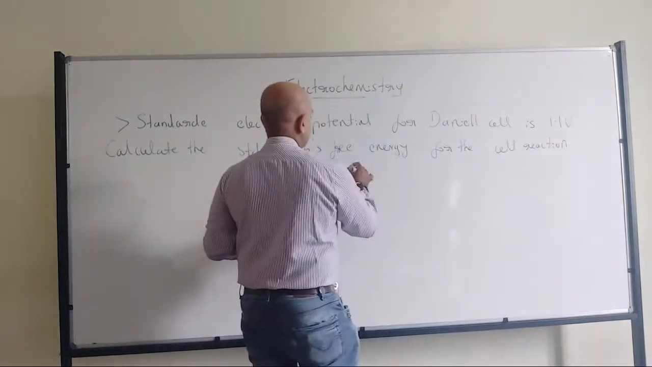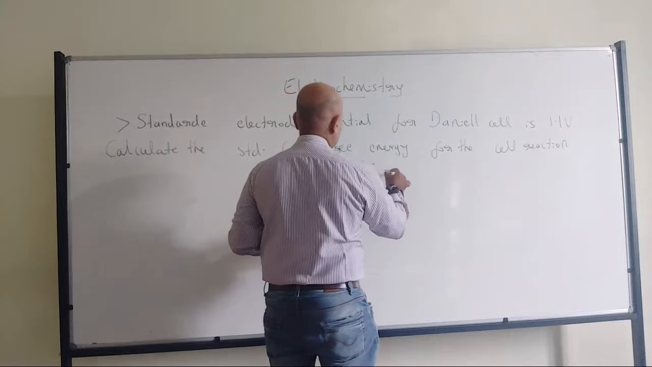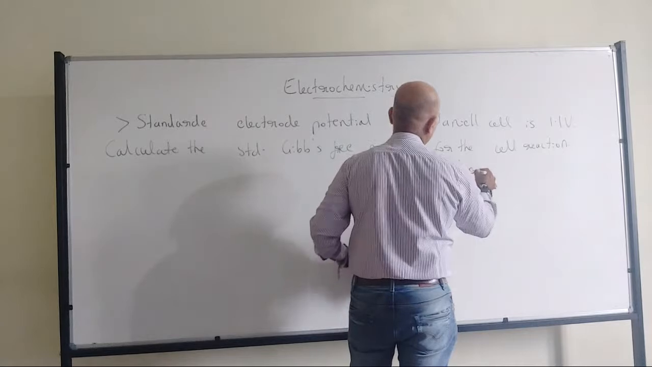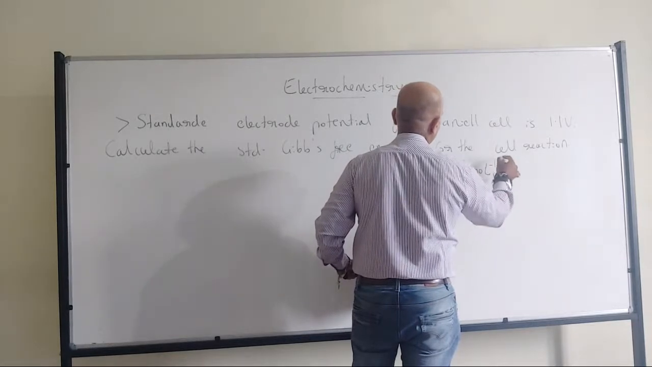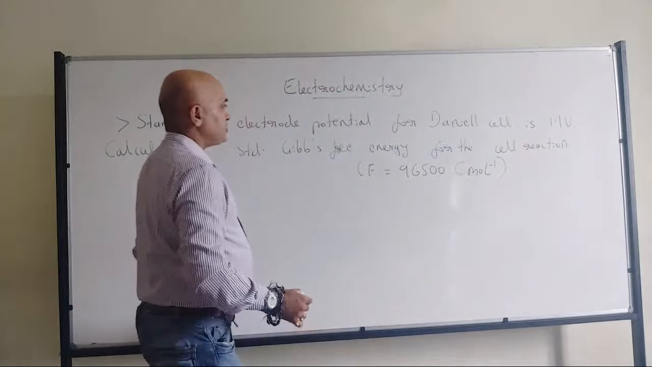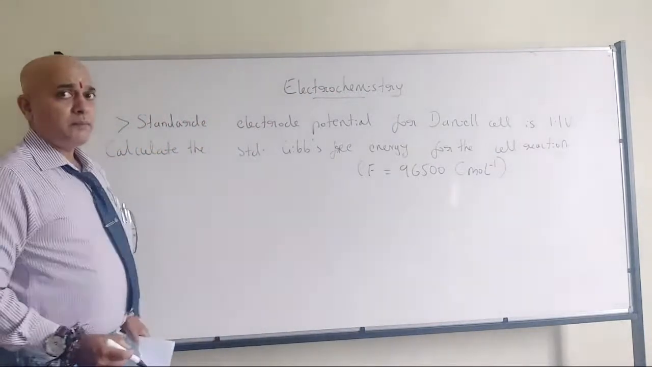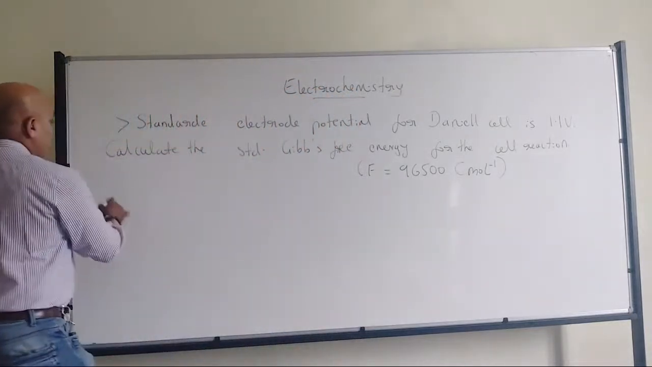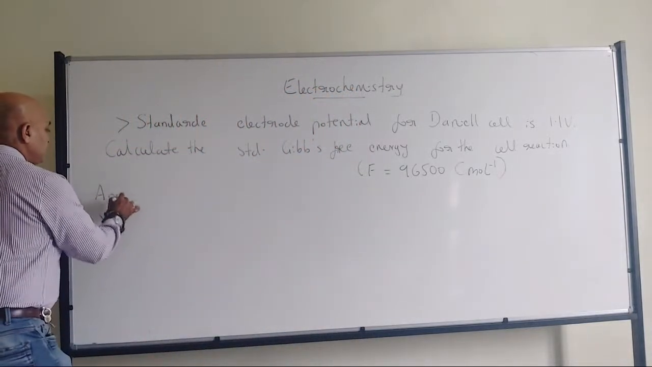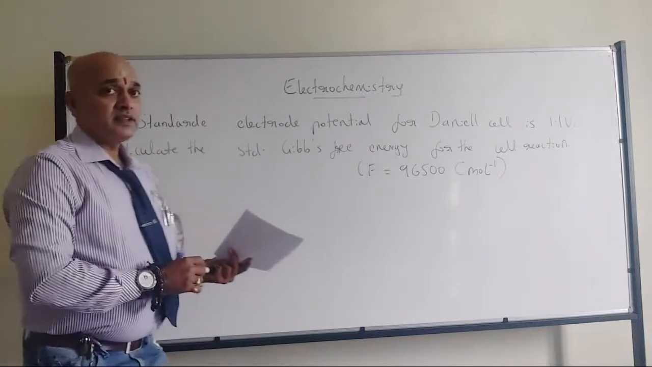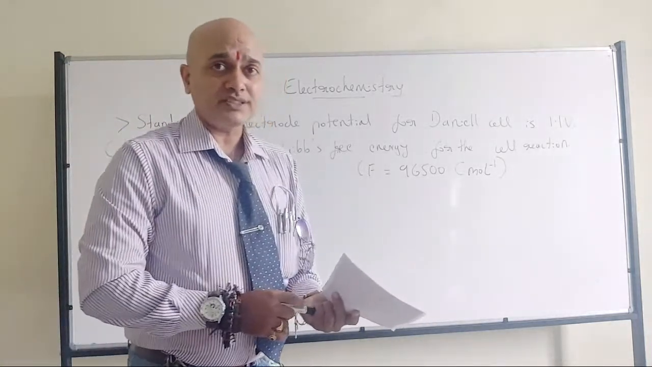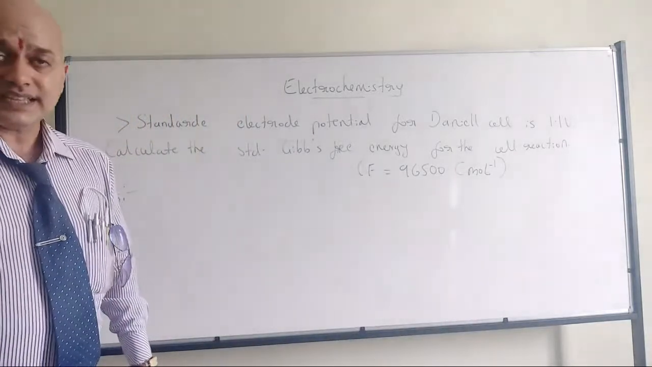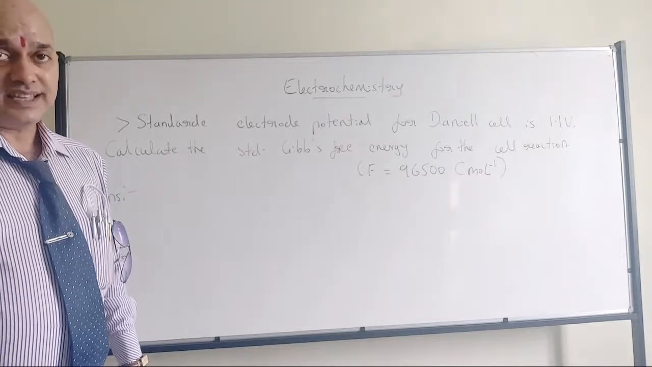Now they have given one piece of information, that is Faraday's constant, 96,500 coulomb per mole. This is not a bracket, this is coulomb. Now, how to solve this one? Which equation do we have to apply? Because we have many equations, right? First thing, what are they talking about? They are dealing with the Daniell cell, right?